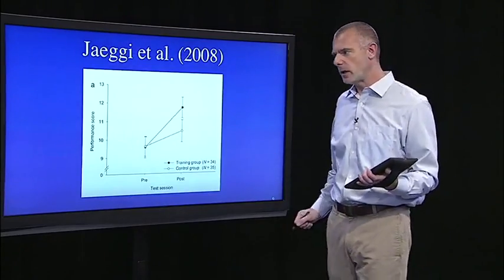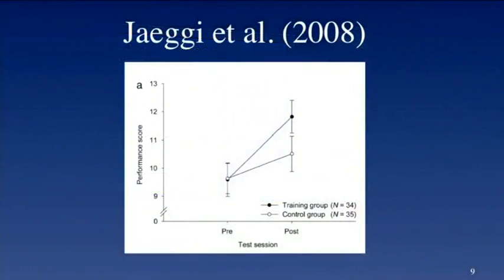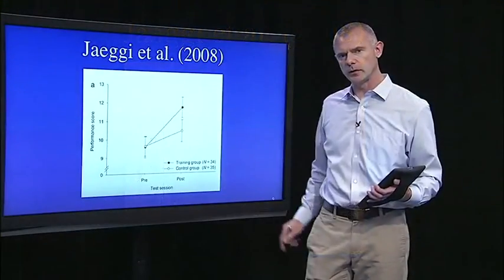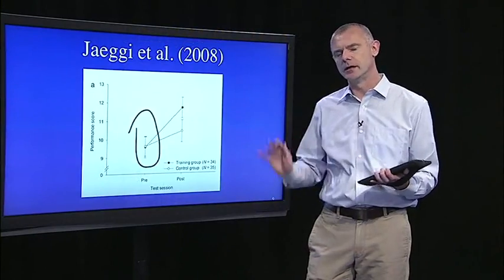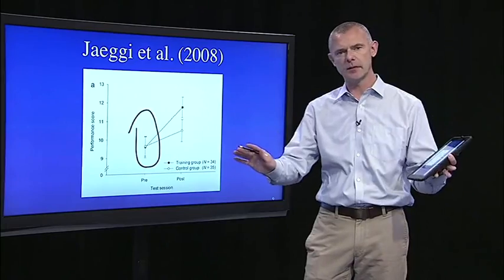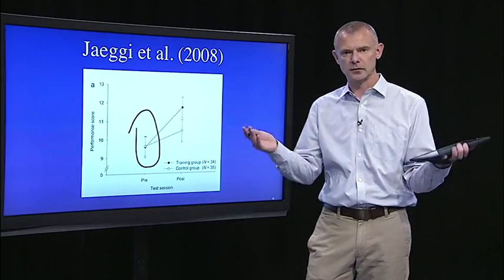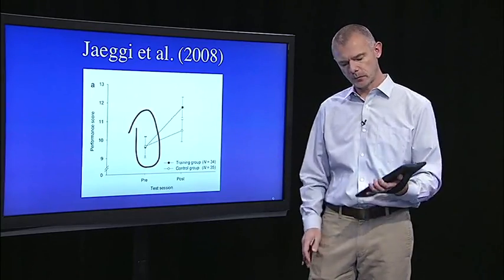So here's the graph from the paper. We've seen this graph before, but what I'm plotting on the y-axis here is what they call their performance score. That's just the number of items they got right on this intelligence test. There's pre and post, and there's the training group and the control group. Of course, before training in the pre-condition, there's no difference, right? Because there's random assignment to conditions.